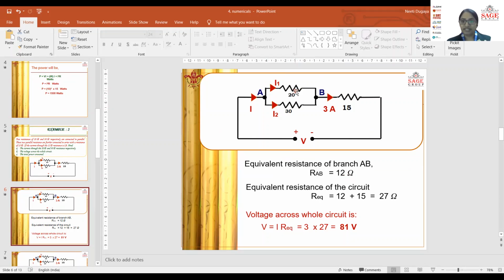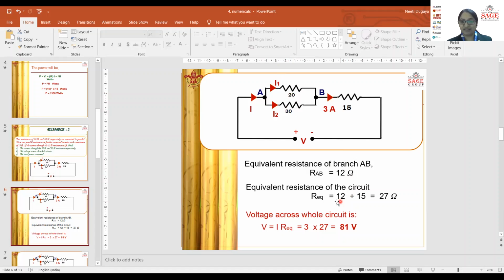How? 20 into 30 upon 20 plus 30. So 20 into 30 would be 600 upon 20 plus 30, that is 50. So 600 by 50 would be 12 ohm resistance. That would be resistance RAB. Now this 12 ohm resistance would be in series with this 15 ohm resistance.